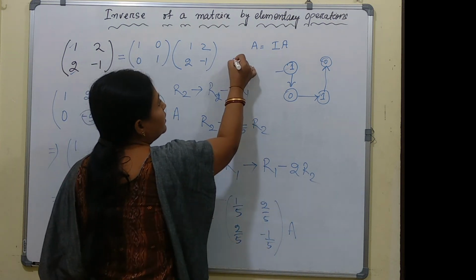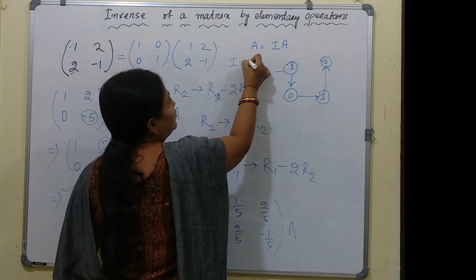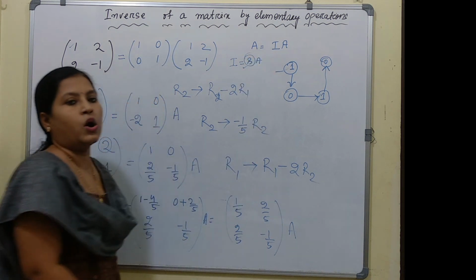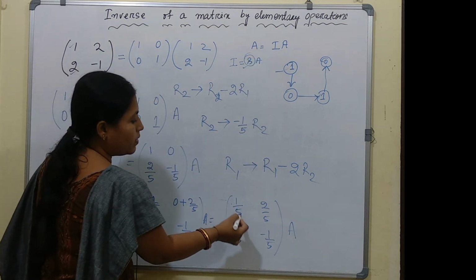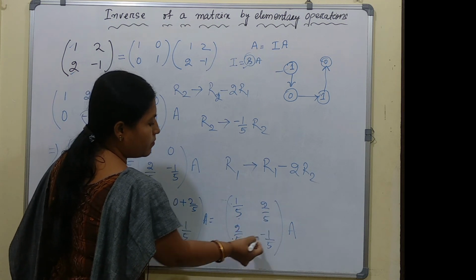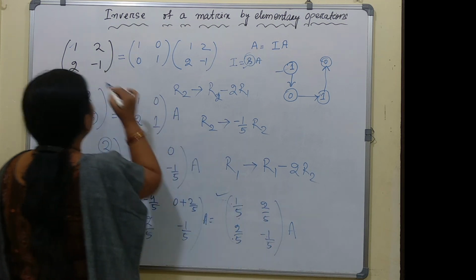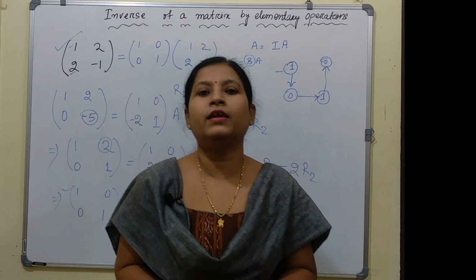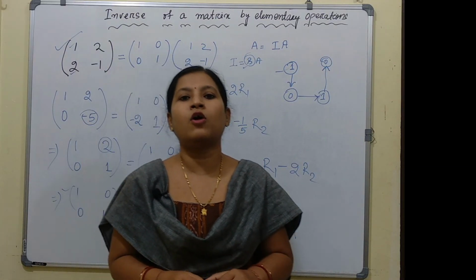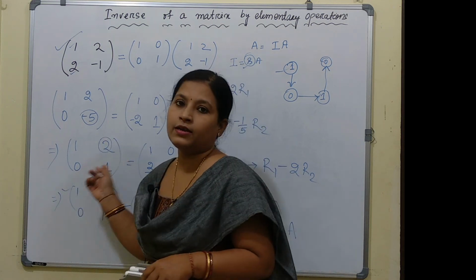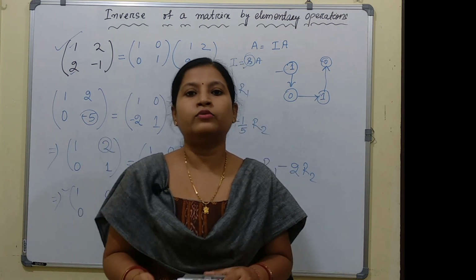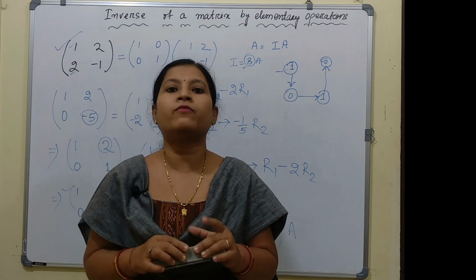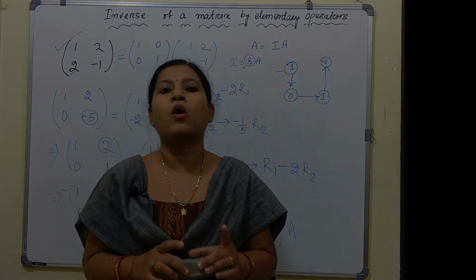So here we get I equals BA and B is the inverse of A. So 1 by 5, 2 by 5, 2 by 5, minus 1 by 5 is the inverse of the given matrix. Similarly, you can use the elementary column operation for this matrix, and you can use the elementary row operation or elementary column operation for finding the inverse of an order 3 matrix.